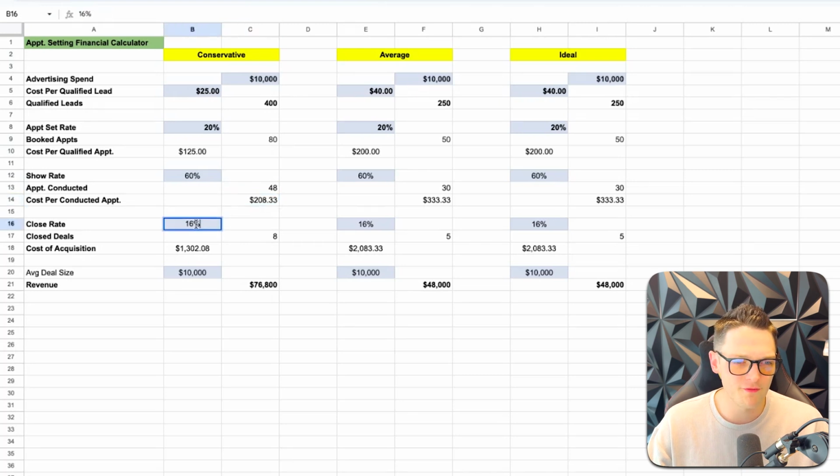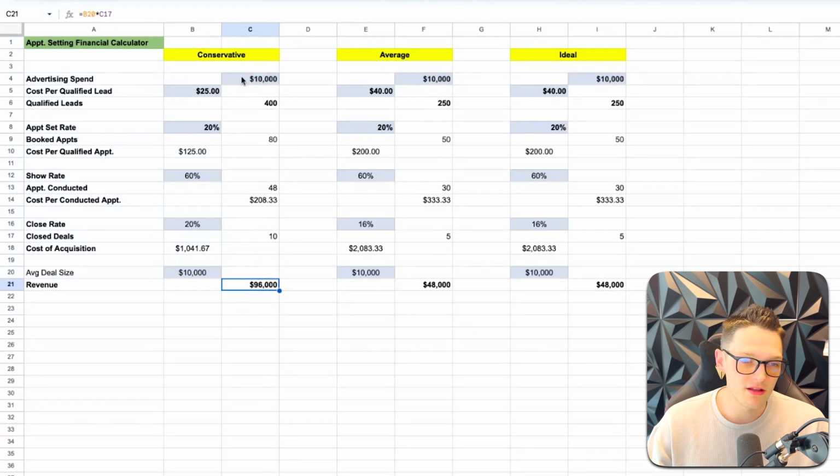So then obviously you can factor in your close rate. Let's say you've got a 20% close rate, and let's say that you're selling a $10,000 deal. That means that out of the 10K in ad spend, you're going to be closing roughly 10 deals from those 48 showed appointments, and that would mean that your cost per acquisition is about $1,000. Average deal size, once again, 10K. Revenue, cool, you've got 96K.